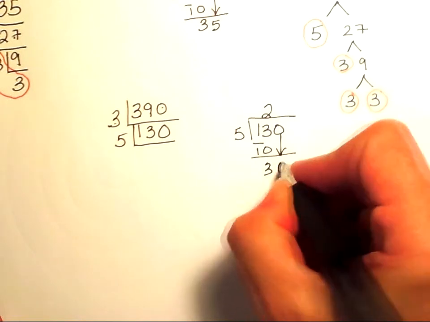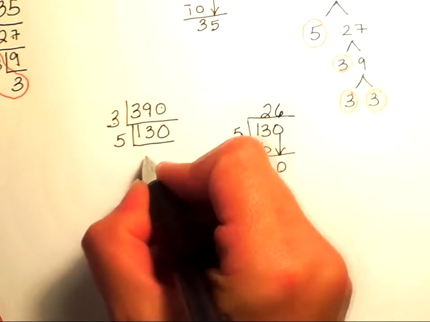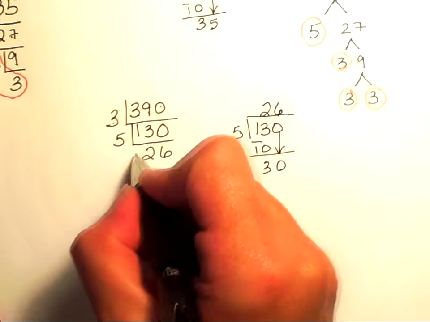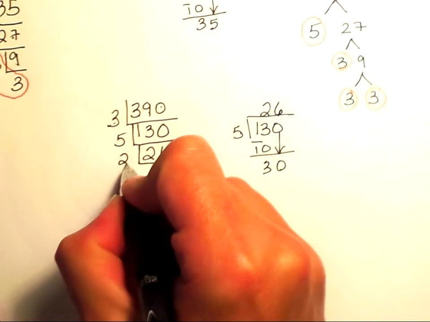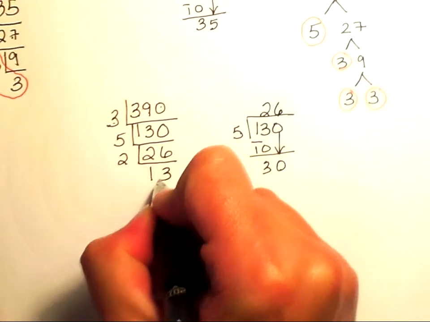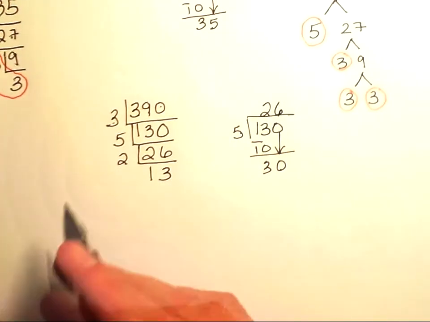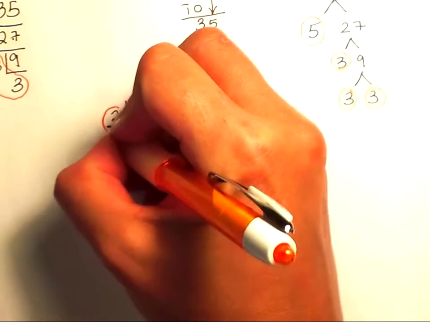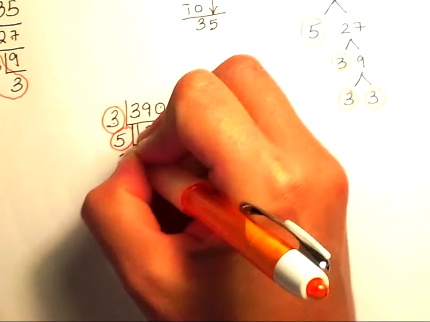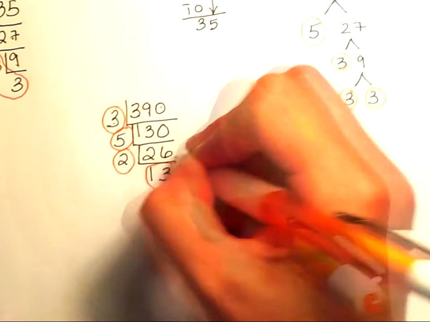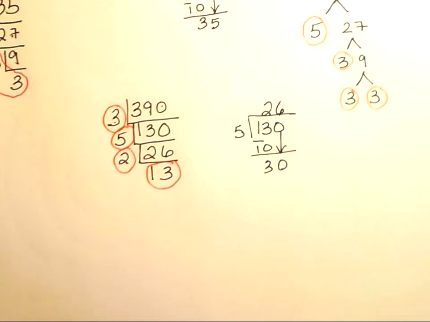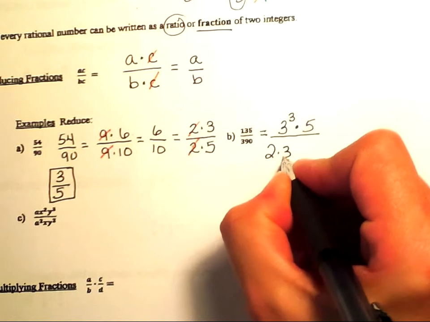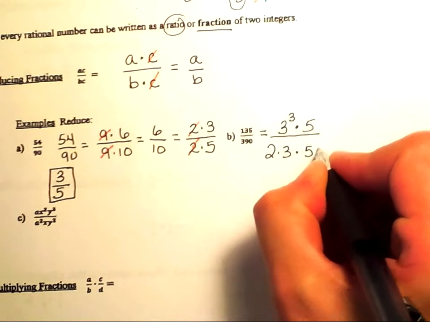Bringing down the 0 is 3. 5 goes into 30 6 times. So 26 is remaining. 26 is even, so 2 will go in here 13 times. And it doesn't matter which order you put them in, because remember, multiplication commutes, but the prime factorization is 3 times 5 times 2 times 13. Now when I write them over here, I'm going to order them. 390 is 2 times 3 times 5 times 13.